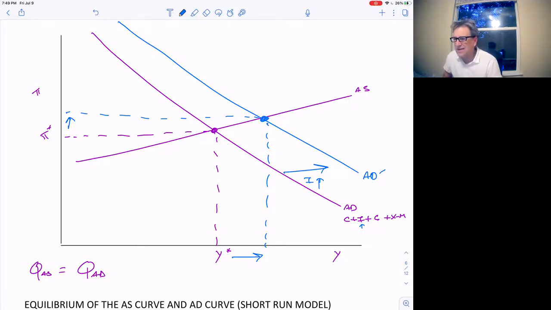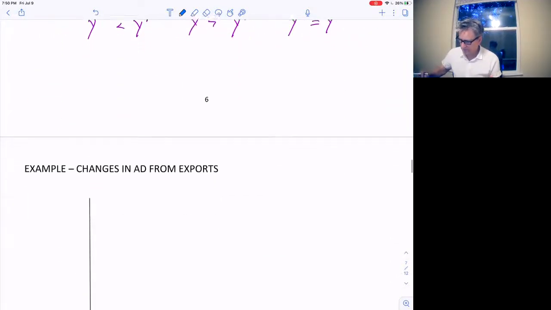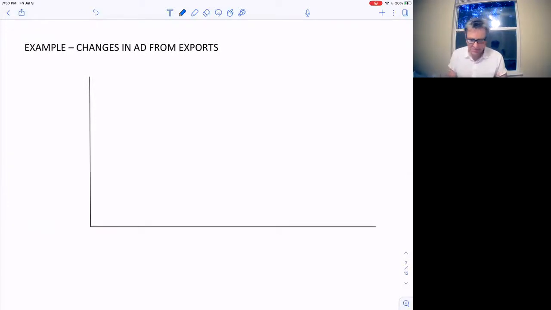And usually it's that investment component of aggregate demand that is the most volatile and changes the most. That tends to move that aggregate demand curve and changes output in the economy. So now we have this model that explains inflation changes in the economy and GDP changes in the economy. So let's take an example.